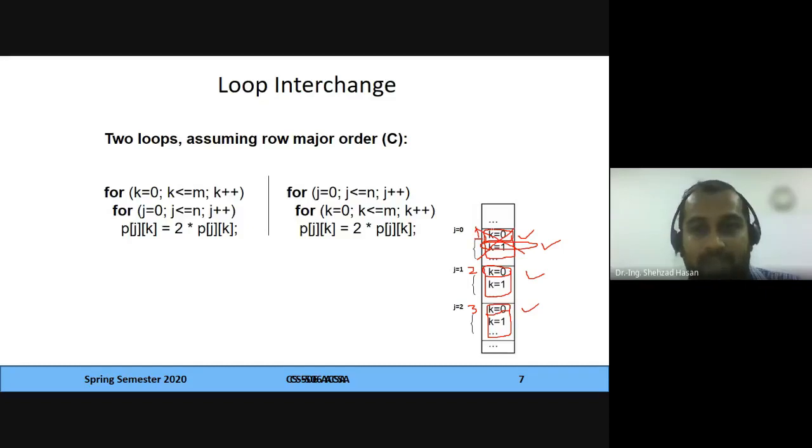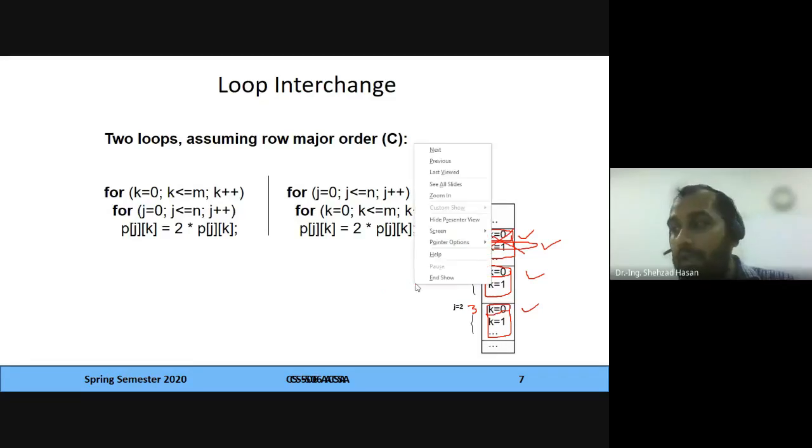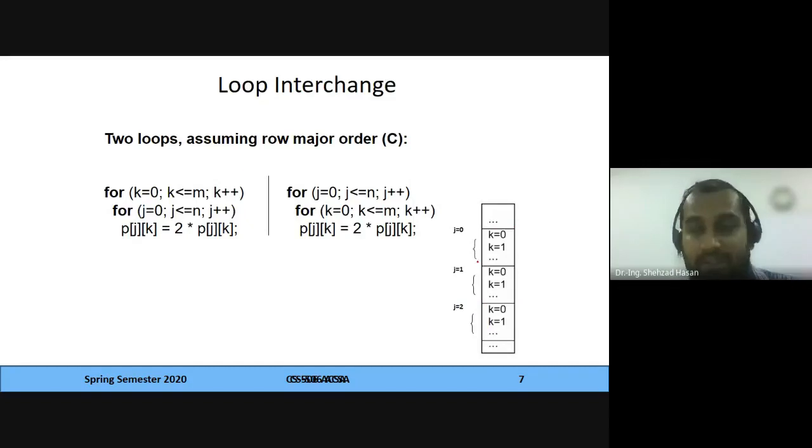But you're just fetching one word from that block, and you are ignoring the other elements of that block while it's in the cache. This is not going to be good for the access time because you're not utilizing the cache efficiently. Now let's look at this version here.